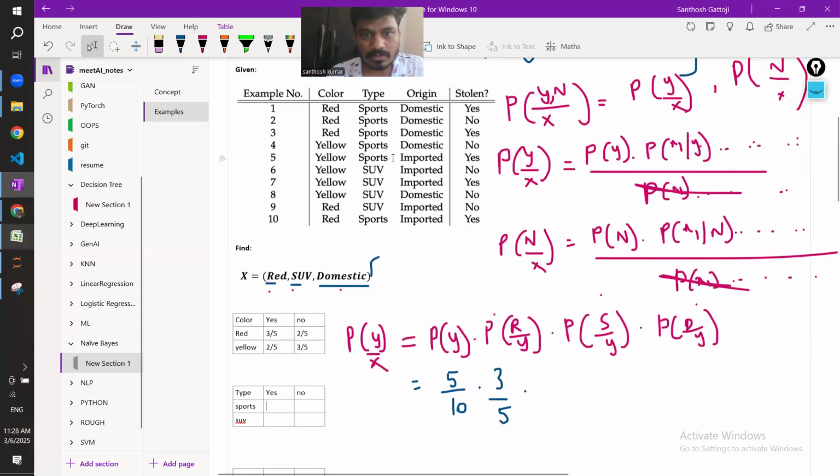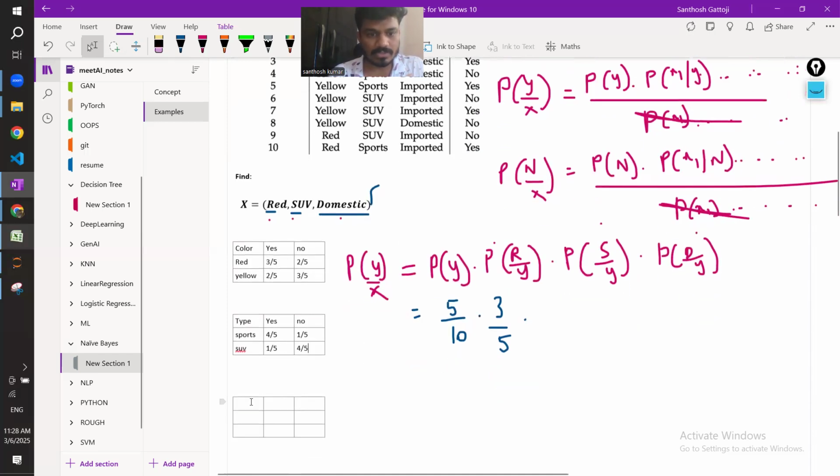In bottom also we have one, right? Oh, sorry, sport. Correct. Perfect, 4 by 5. And in the no case, it will be 1 by 5. Okay. And coming to SUV, yes of SUV we have only 1, 1 by 5, and no of SUV is 4 by 5.